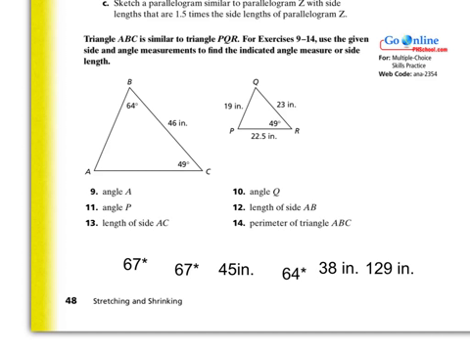So to find angle A, all we simply have to do is add up 64 degrees plus 49 degrees. Add that together, take that amount, and then we subtract it from 180 degrees, because the sum of the interior angles of a triangle is 180 degrees. So the answer to 9 is 67 degrees.